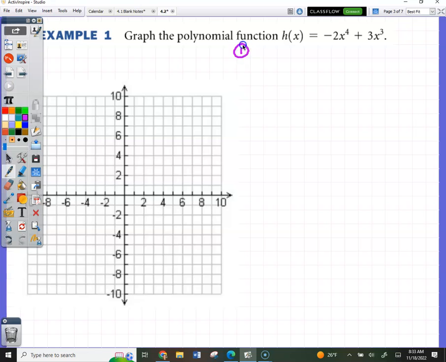The first thing you need to do is ask yourself, what's the leading term? What is the leading term in that polynomial? Negative 2x to the 4th, right? I'm just going to copy it here. Because it's to the 4th power, you need to tell yourself that's an even number, which means, come back to like the quadratic, because that's an even degree. It's going to be both ends up or both ends down.